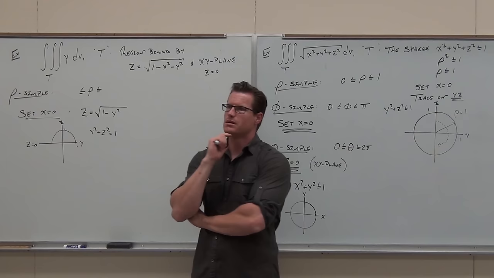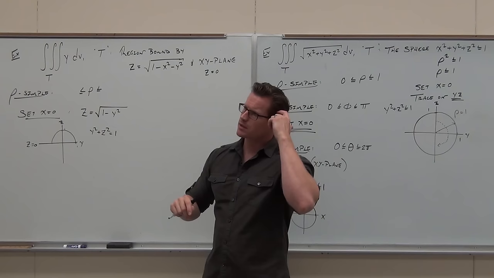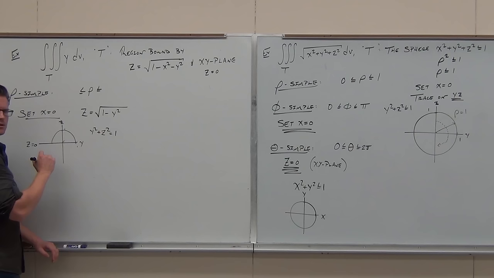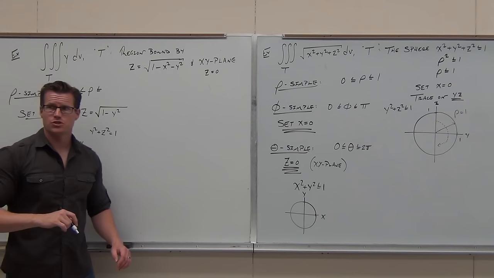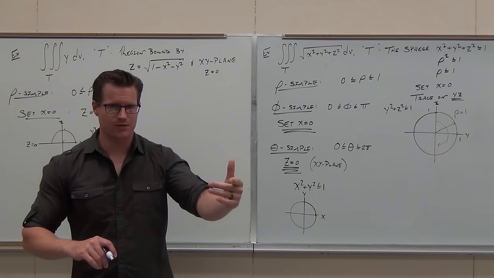Hey, if that's the trace of this solid region, upper half sphere, can you tell me where rho goes from? It's just like r. Start at the origin. Go to the function. Can you tell me what rho goes to? Zero. Zero to, you have to change this into rho. You have to, because you can't leave it x's, y's, and z's because you can't integrate spherically. That's why spherical coordinates work with regions that are bound by spheres.